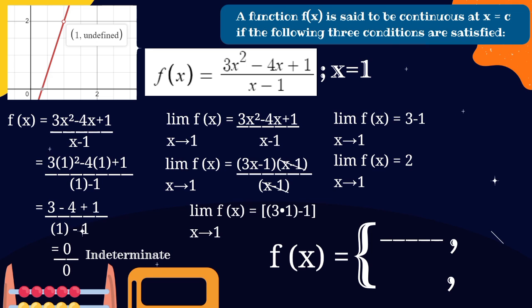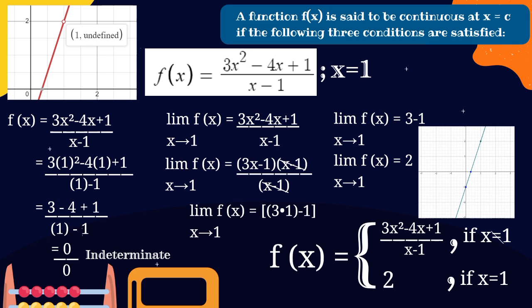For us to get the continuous graph of it, we should make the function a piecewise function. That's how we got (3x squared minus 4x plus 1) over (x minus 1), where x must not be equal to 1. Then second, if x equals 1, then the answer is 2. And here's the graph. As you can see, compared to the first graph, the second graph is continuous right now, compared to the first graph, which is discontinuous.